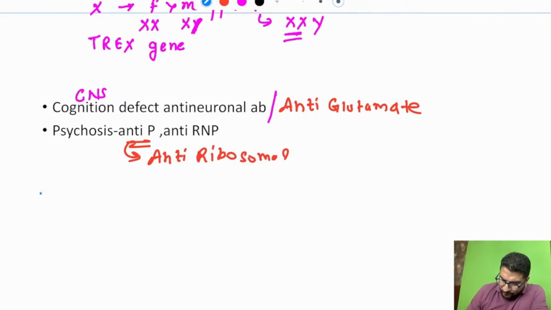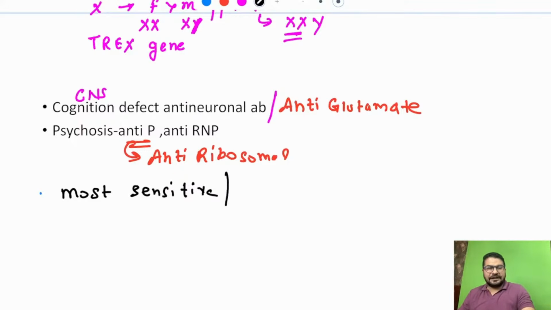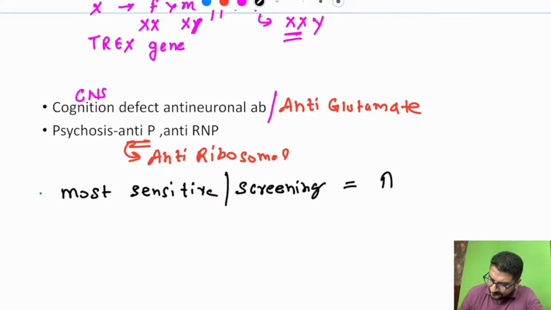So if I ask you, what is the most sensitive antibody in SLE, the antibody that we use for screening purpose, the antibody which we do for screening purpose, this is your ANA.